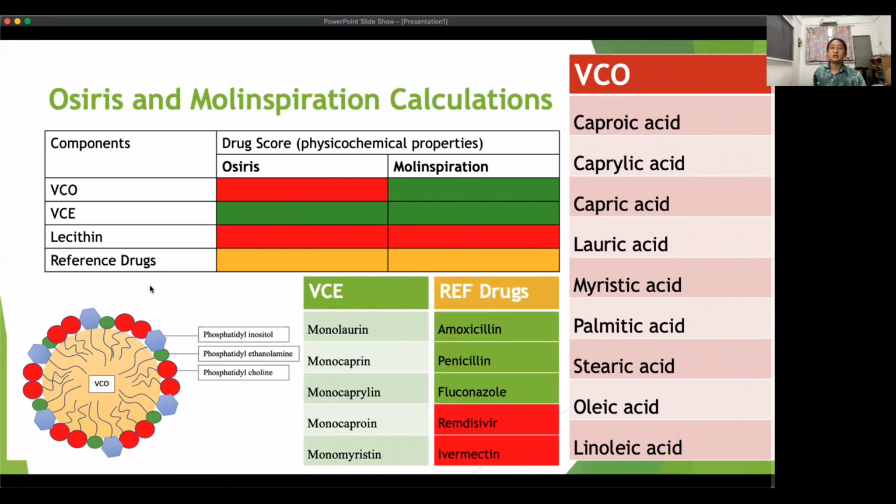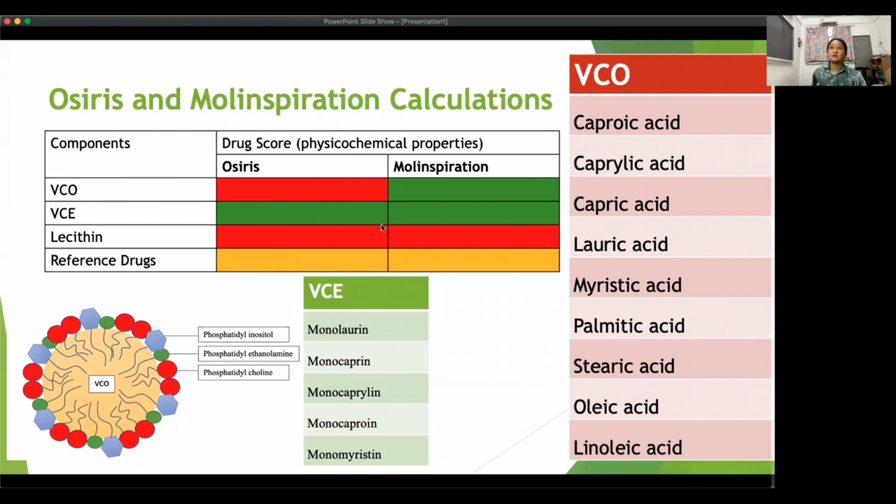The lecithin also did not show a very good result because of the long hydrophobic tail. These are all the lecithin components, but in the VCE form, only the polar heads are interacting with the water surface, and it is broken down easily in the body by lipase later.